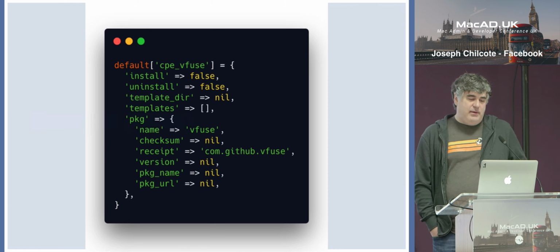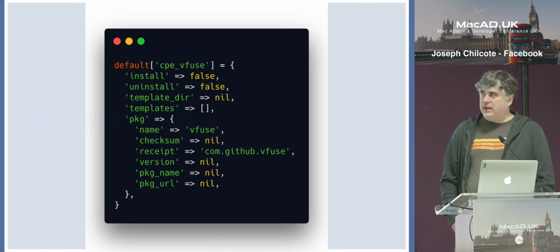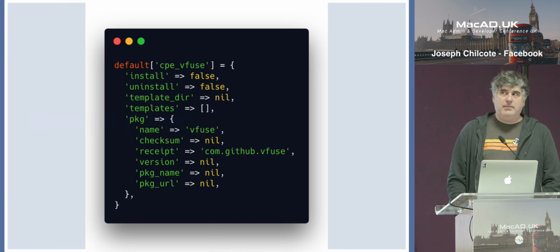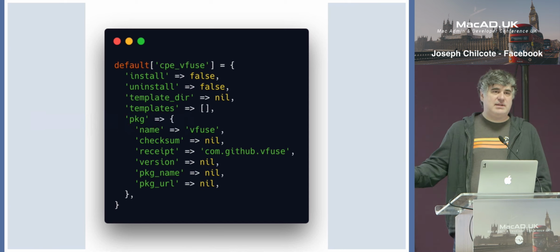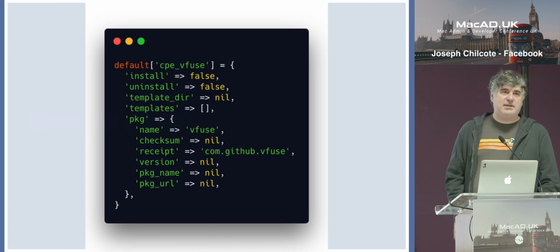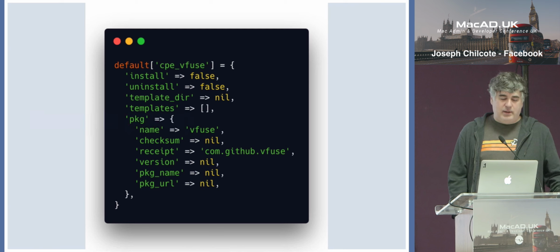In the attributes file, this is what it would look like by default. Again, everything is pretty much generic or empty. And because of this, on the vast majority of the systems, nothing will happen because the resource will come along and say, oh, install is set to false, so there's nothing to do here. I'll just move along.